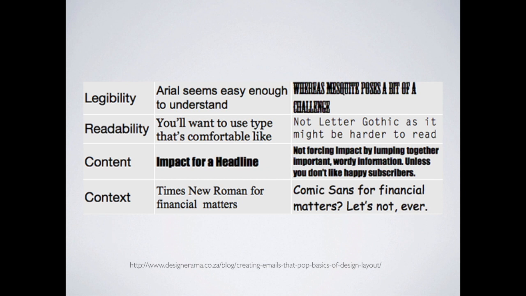So here we go. Legibility up top. I'm sorry this is a little blurry. Arial seems easy enough to understand, whereas Mesquite poses a bit of a challenge. Okay, so legibility, letter-to-letter recognition. Easy with Arial, pretty challenging over here. It's hard to see the difference between the letters.